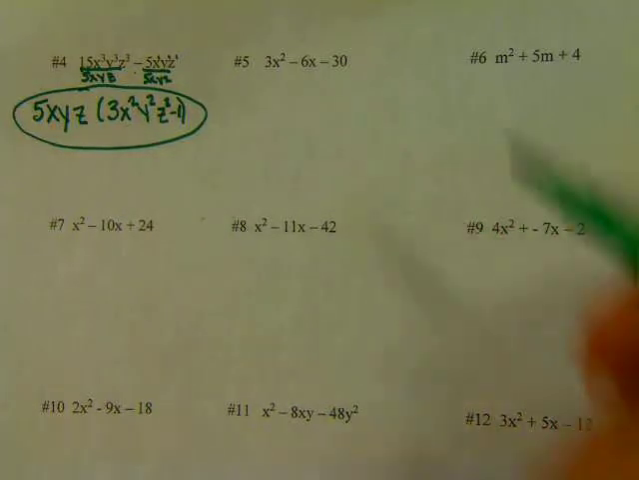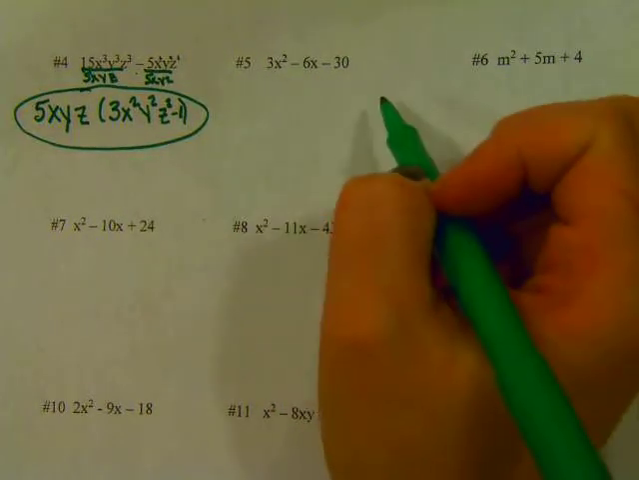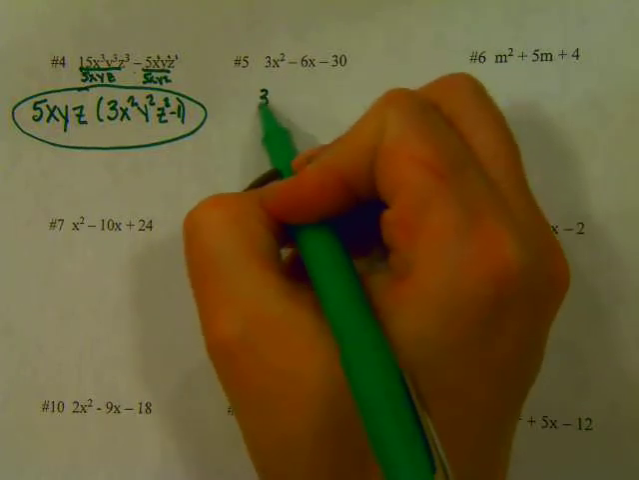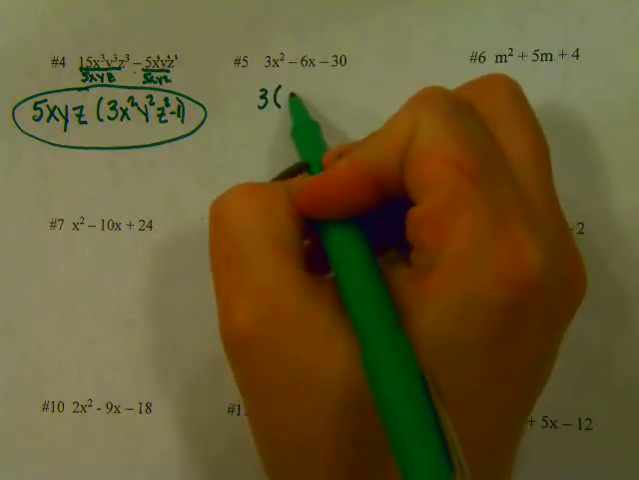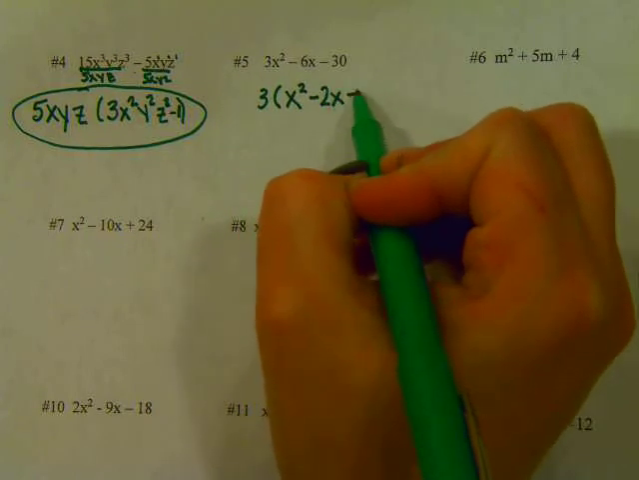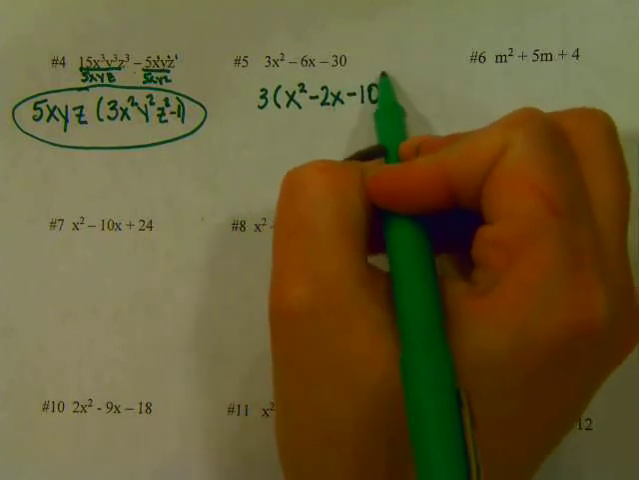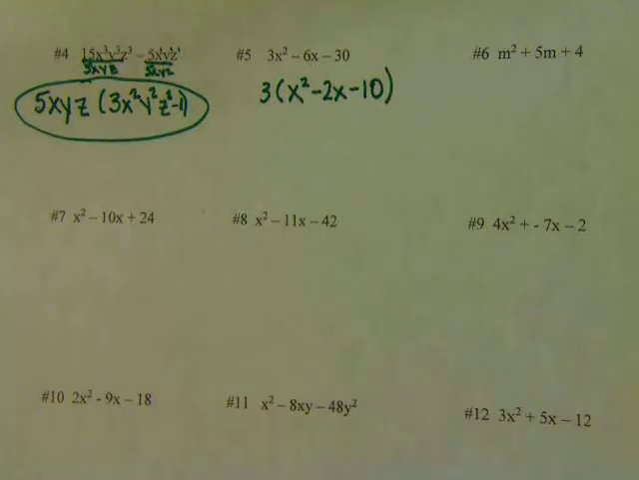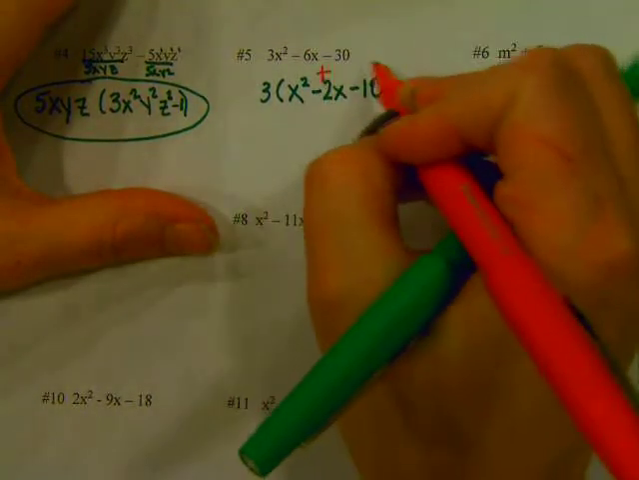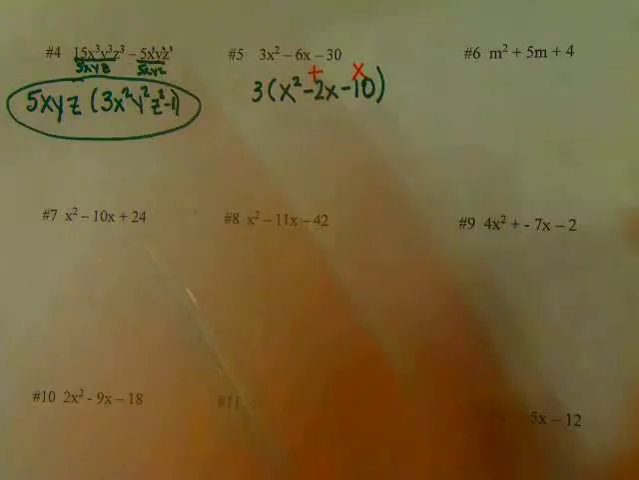Okay, here, let's start with GCF first. Let's see, 3 obviously goes into all these, so we'll take out the 3. So we'll divide out 3 and get x squared minus 2x minus 10. And now we're going to look to see if we can break this apart with 2 numbers that add to negative 2 and multiply to negative 10.